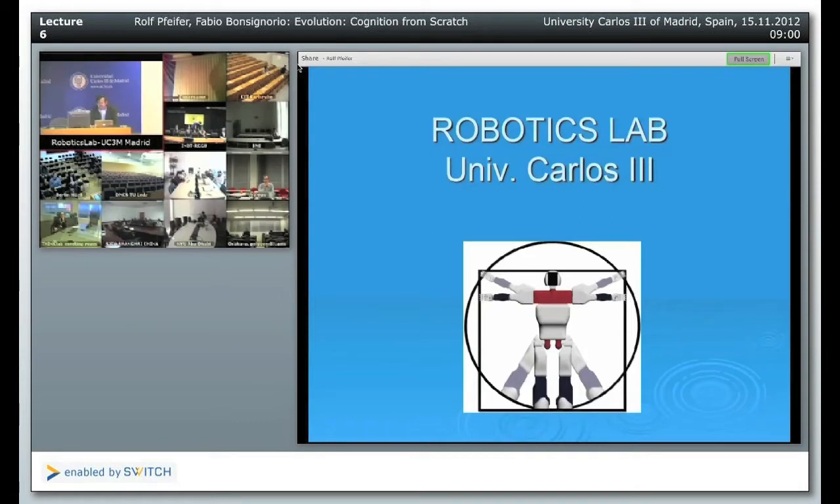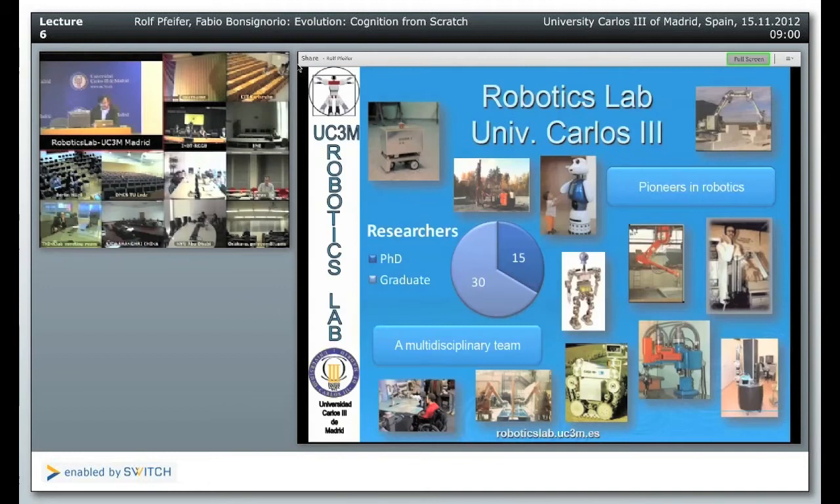Okay, let me say first of all thanks to Rolf for being here. We are very glad and I would say honored to have such an important researcher here. And I will now do a very short introduction about the robotics lab, which is actually hosting the Shanghai lectures here in Carlos III in Madrid. So the robotics lab is a middle-sized robotics research center. We have about 40 researchers. About 15 are PhD and 30 are students.